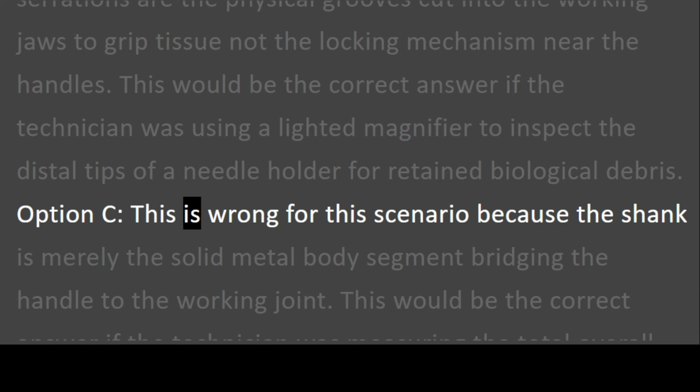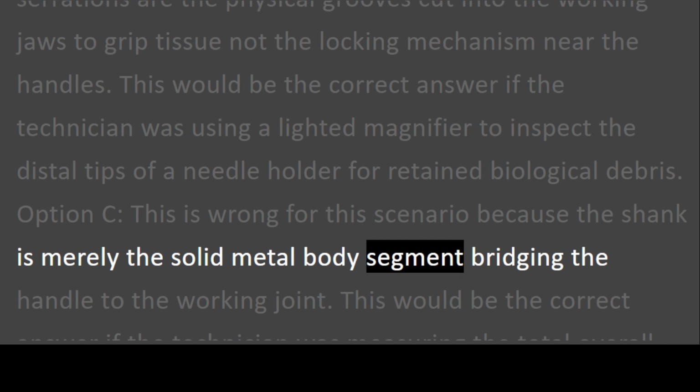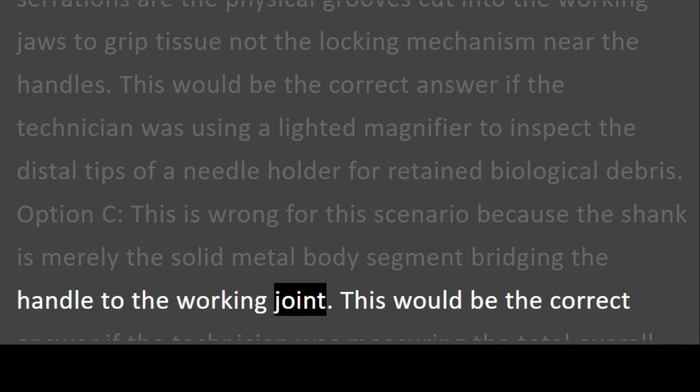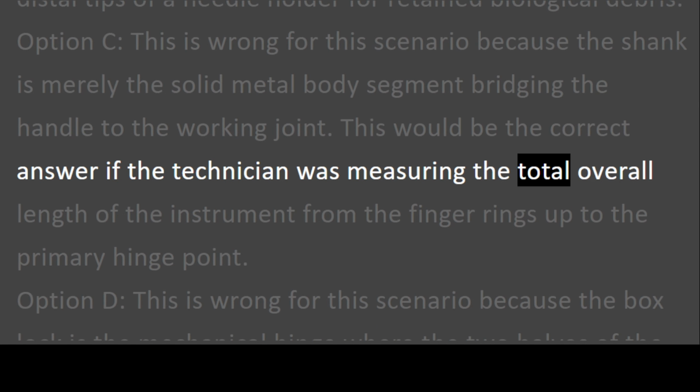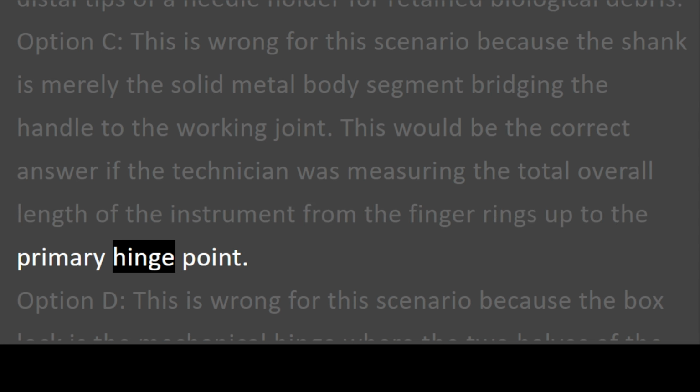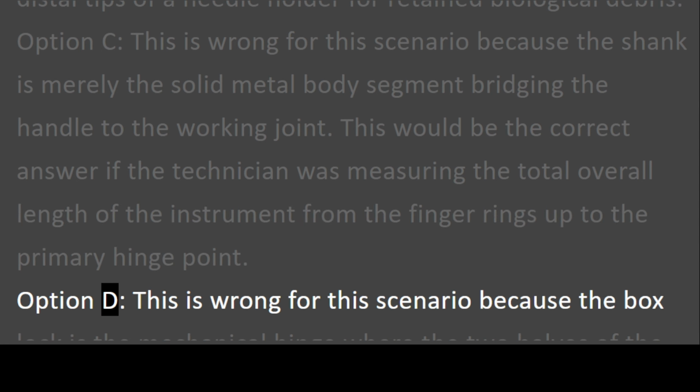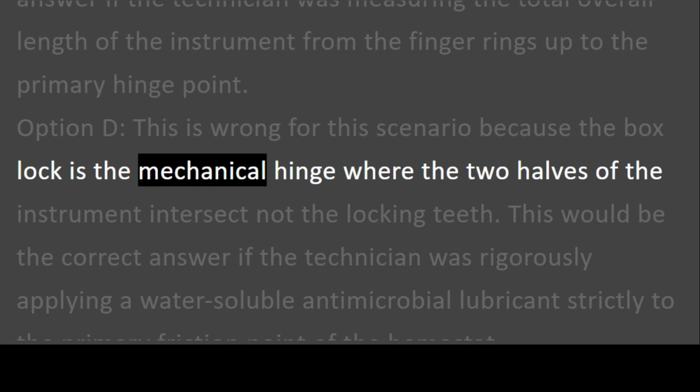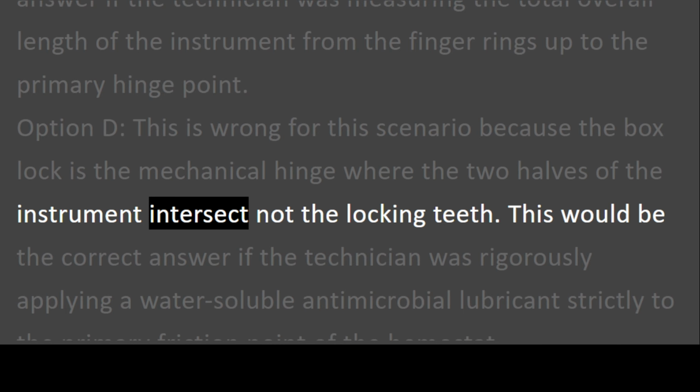Option C. This is wrong for this scenario because the shank is merely the solid metal body segment bridging the handle to the working joint. This would be the correct answer if the technician was measuring the total overall length of the instrument from the finger rings up to the primary hinge point. Option D. This is wrong for this scenario because the box lock is the mechanical hinge where the two halves of the instrument intersect, not the locking teeth.